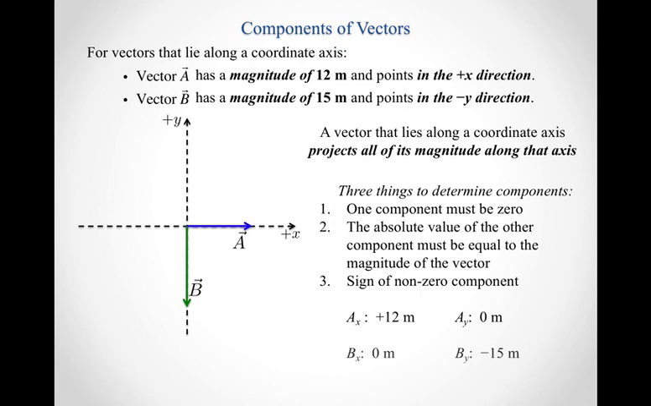Vector B, on the other hand, lies along the y-axis, which means it doesn't point left or right. So its x component has to be 0. The magnitude of vector B is 15 meters, so all 15 meters has to go into the y component. And in terms of sign, if positive y points up, then vector B clearly points in the negative y direction, so I need a negative sign sitting in that y component. When you have vectors that lie along a coordinate axis, one of the components has to be 0, all the magnitude has to be in the non-zero component, and then just make sure you get the right sign.